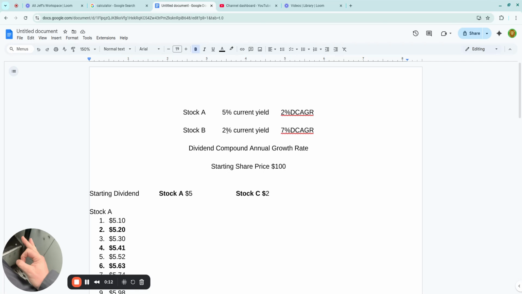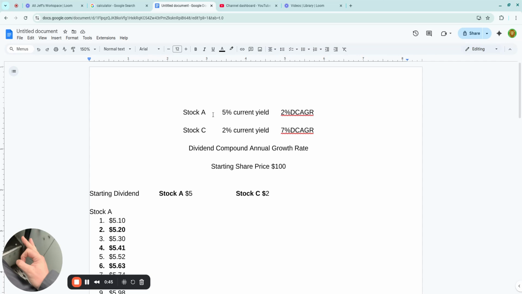I went ahead and made another stock here, stock C. I wanted to change around the yields a little bit just so we could see what that does to the math and how that changes the income one could expect to receive through a dividend from a company with a different current yield as well as a different dividend growth rate. So now we're talking about stock C versus stock A.